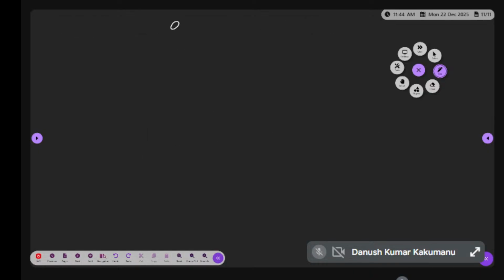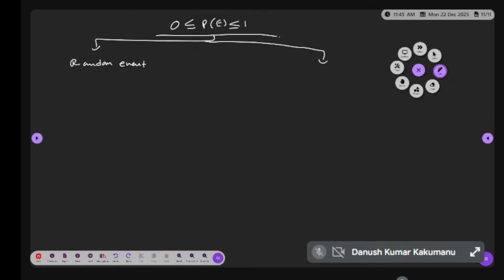So, depending on these probability limits, how are they divided? Probability limits are what? 0 to 1. Depending on these probability limits, events are divided into two types. What are the events divided into here? Random event. Second is what? Deterministic event. Depending on these probability limits, they are divided into random event and deterministic event.